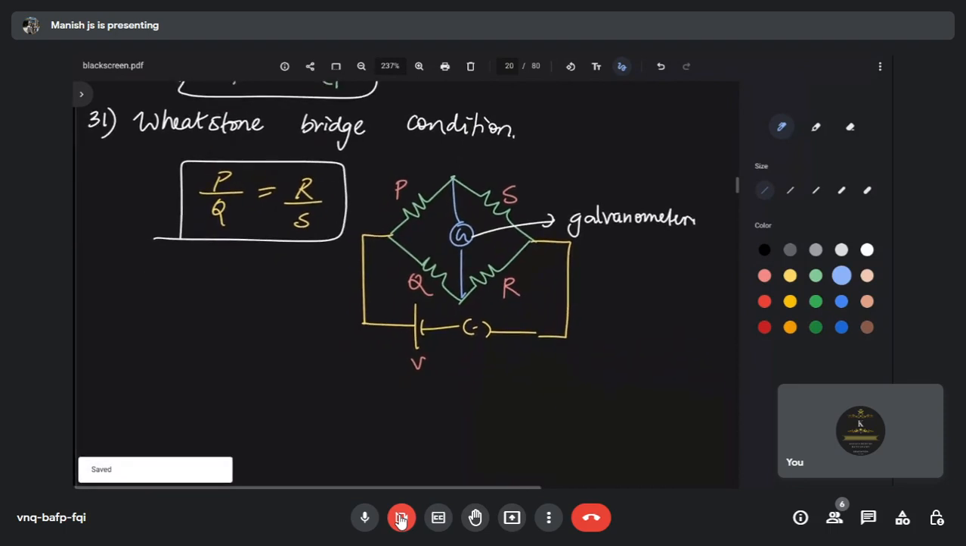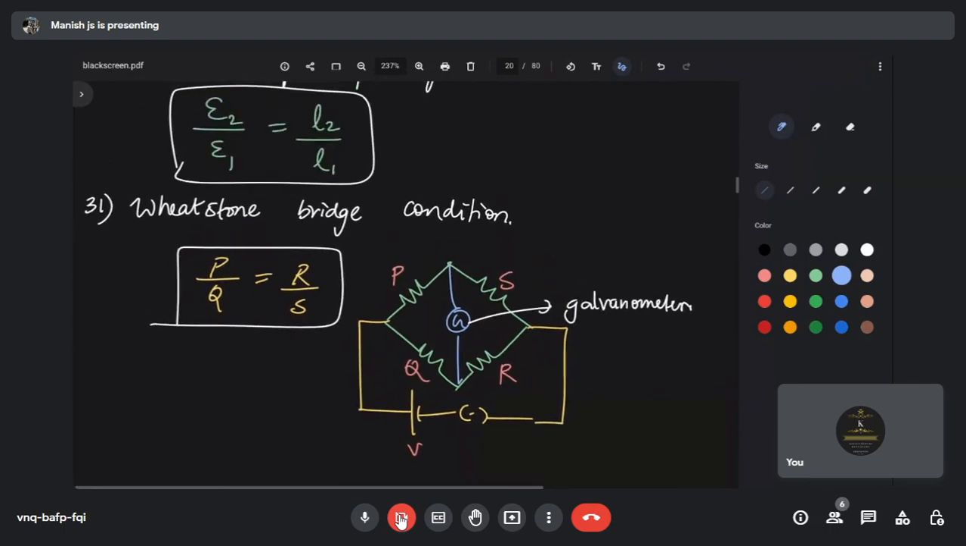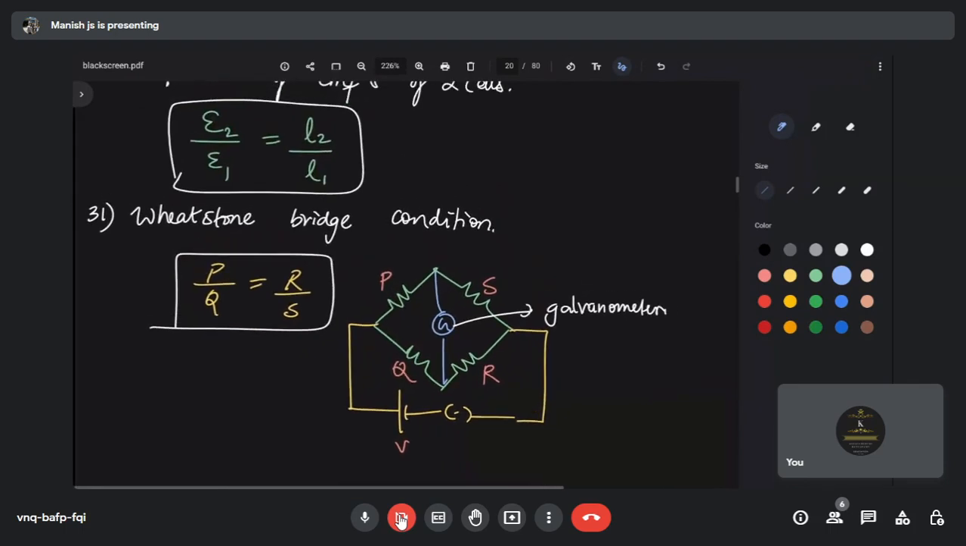That's it. So with this, we come to the end of all the concepts which are involved in this chapter, current electricity. So in the next class, we can see the numericals.